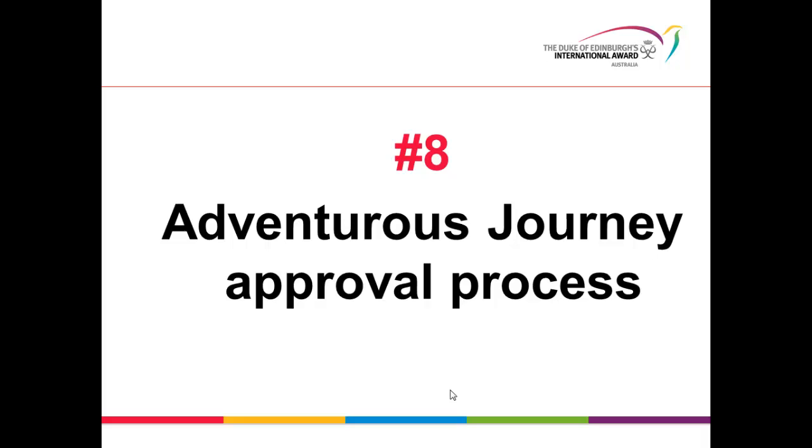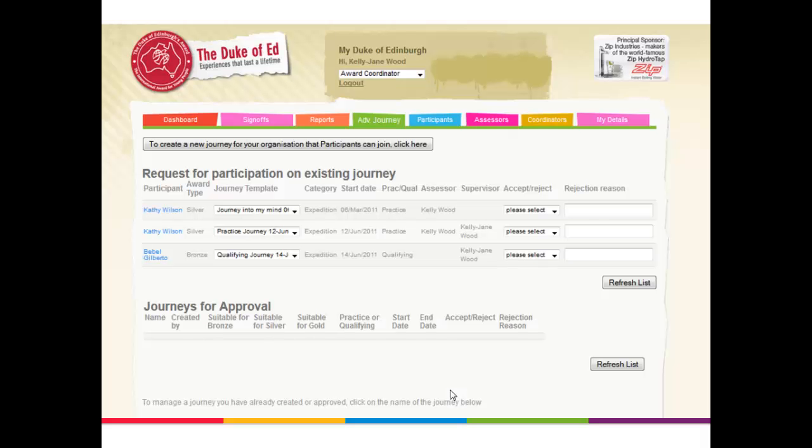The Adventurous Journey Approval Process. In the Australian Online Record Book, the practice and qualifying journeys of the Adventurous Journey section have an online approval process whereby a journey is created and a participant's attendance on that journey is approved by the award leader. On the international ORB, either the award leader or participant can create a journey. However, the approval process of that journey being suitable for the participant happens offline.